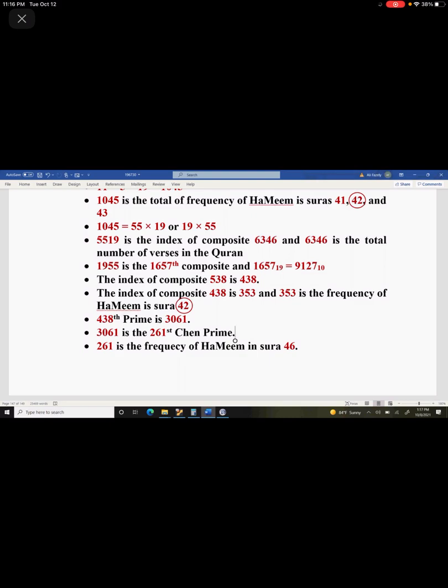So, with this one, we established what? We established 798, 353, 1045, which is the sum of the Hamims in Surah 41, 42, 43. And we also ended up with the number of Hamims in chapter 46, which is the last Hamim initial chapter in the Quran. Can you believe this? So, 261 by itself is not divisible by 19. 353 is a prime number.